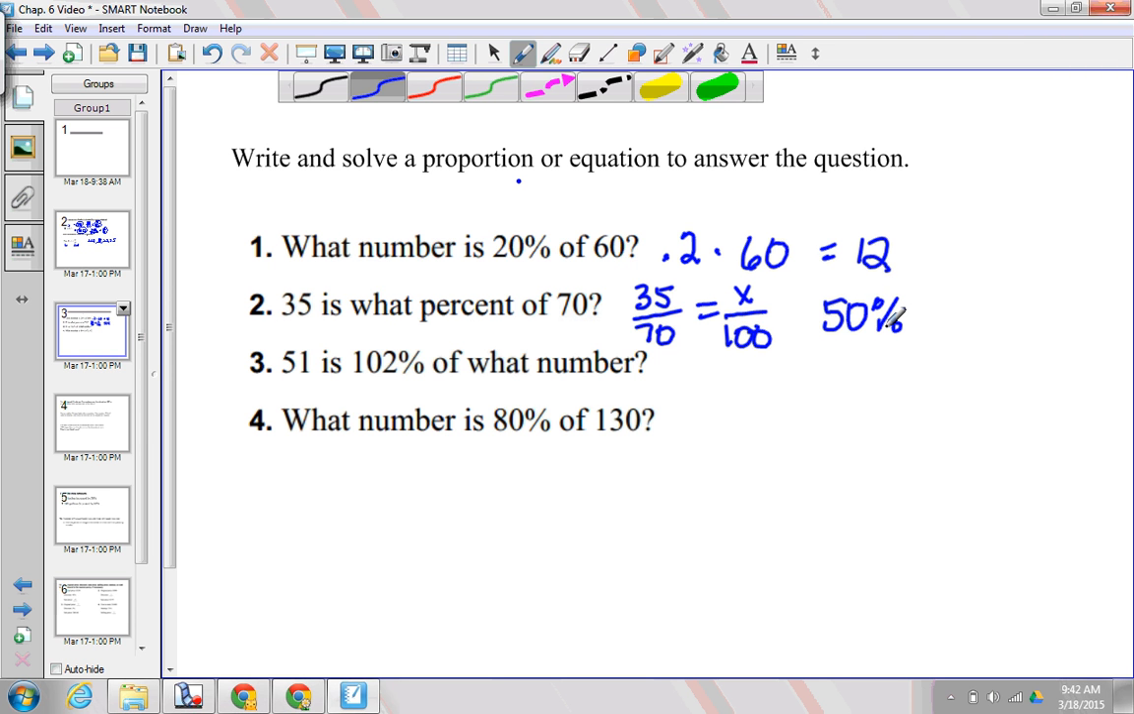For our third problem, we are going to find the whole. I am going to use a proportion. We have 102 over 100, and that's equal to 51 over what number? So that's an easy one to just divide by 2 and get our answer of 50. And our last one is similar to number 1. We can multiply 0.8 times 130 to get 80% of that number, and that's 104.